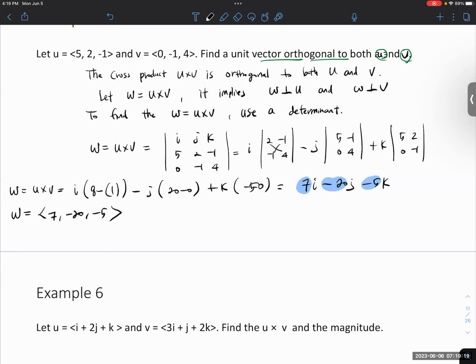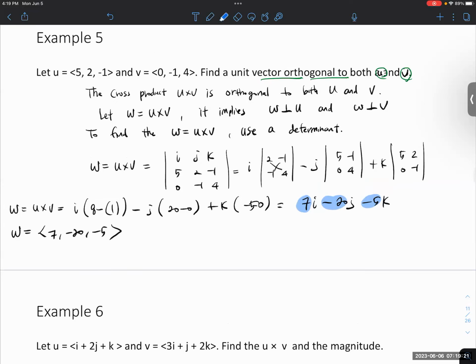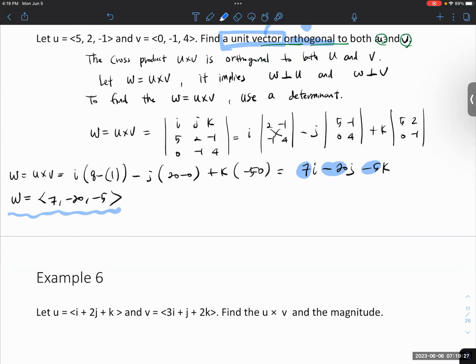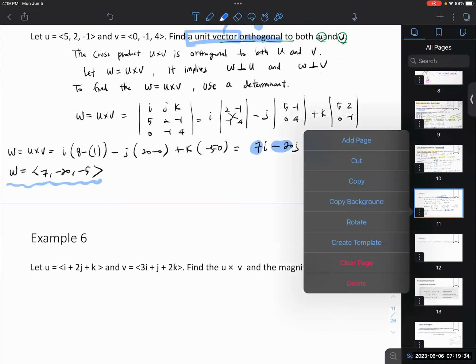Am I correct? Now we are specifically looking for a unit vector orthogonal to both. Since this is the orthogonal vector, we're going to find the unit vector simply. I'm going to make some space.